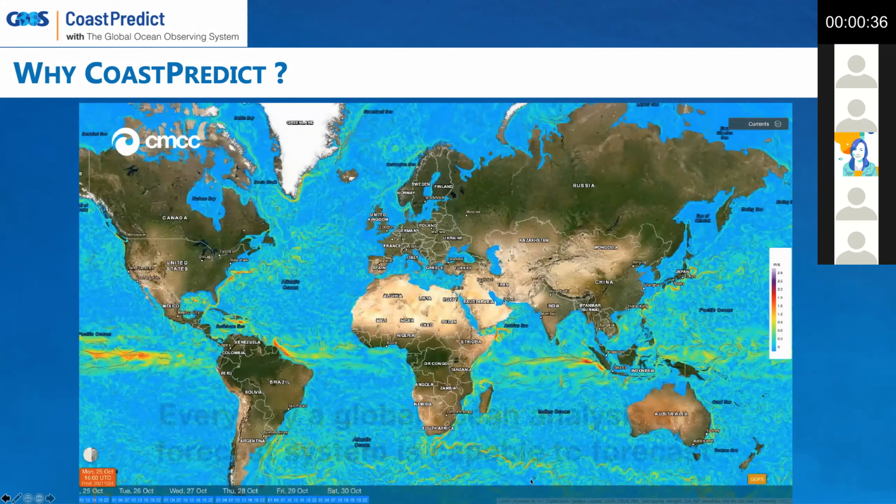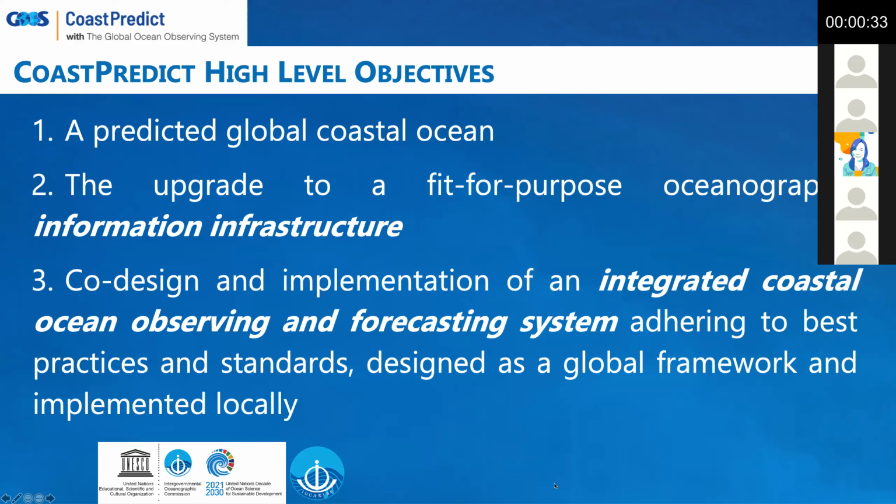So high-level objectives of CoastPredict are a predicted global coastal ocean with this new vision that solutions could be shared across the coastal ocean, the upgrade to a fit-for-purpose oceanographic information infrastructure, which we hope to do with ForeSea for the open ocean part, co-design and implementation of an integrated coastal ocean observing and forecasting system, and, you know, with best practices and standards. In oceanography, we have very few standards, a little bit of community of practice mainly.